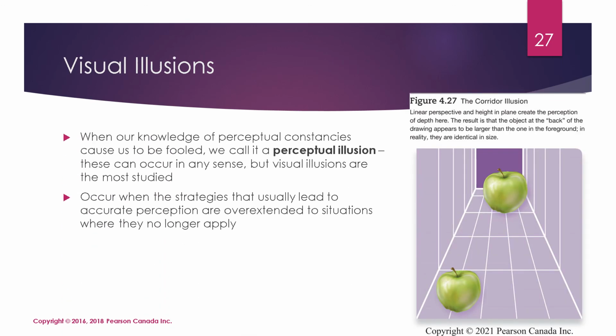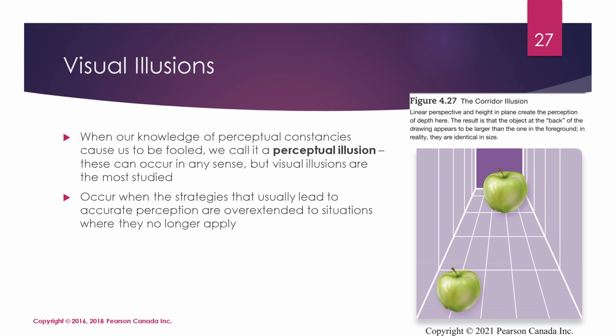And finally, we'll talk very briefly about visual illusions because they're based on a lot of the things that we just talked about. When our knowledge of perceptual constancies causes us to be fooled or tricked, we call it a perceptual illusion. Obviously, because our brain knows these things and perceives them as fact, when some kind of picture or image messes with them, that's what we would call a visual illusion. Perceptual illusions occur when the strategies that usually lead us to accurate perception are overextended to situations where they no longer apply.